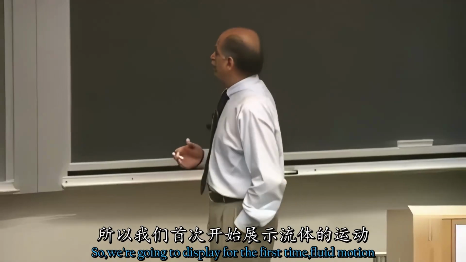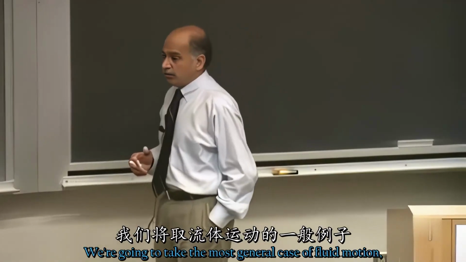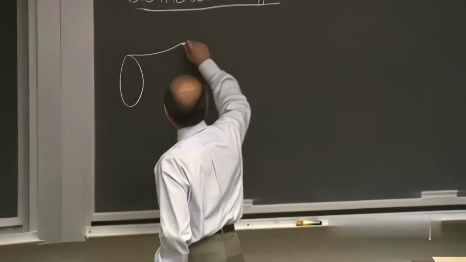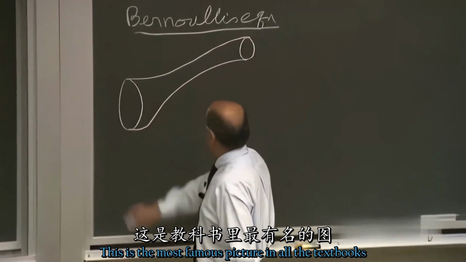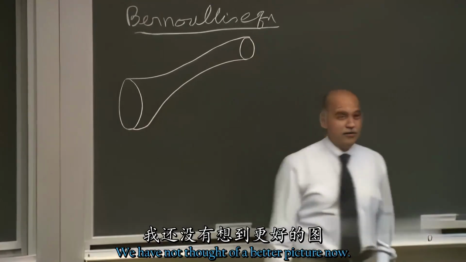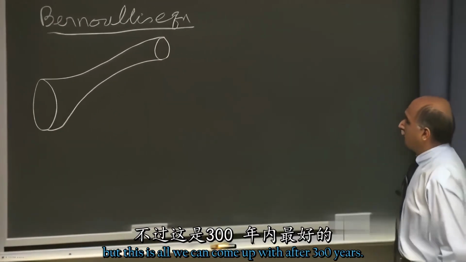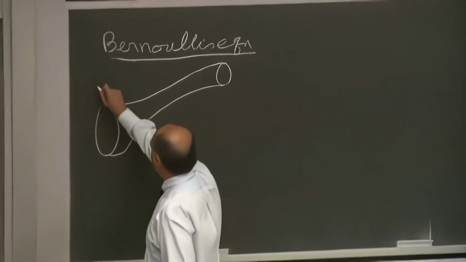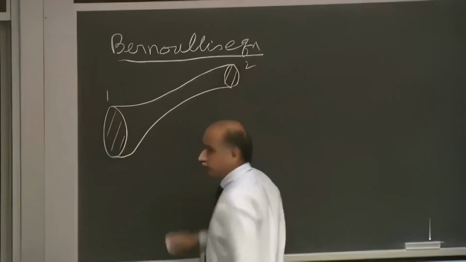So we're going to describe for the first time fluid motion. We're going to take the most general case of fluid motion, where there's water in some pipe. This is the most famous picture in all the textbooks. We have not thought of a better picture now. We're all working on it. This is all we can come up with after 300 years. Water flowing in a pipe. This point is going to be called 1. This point is going to be called 2.